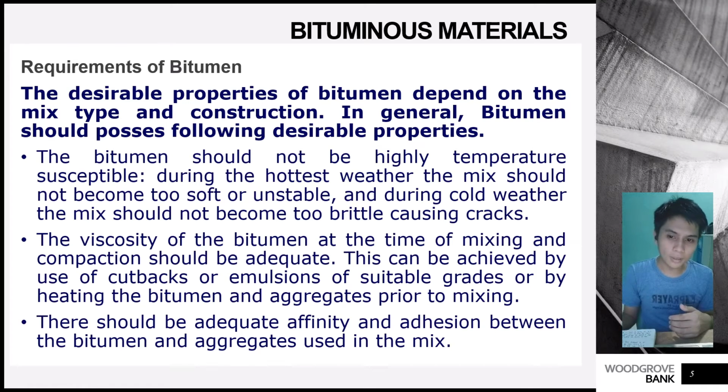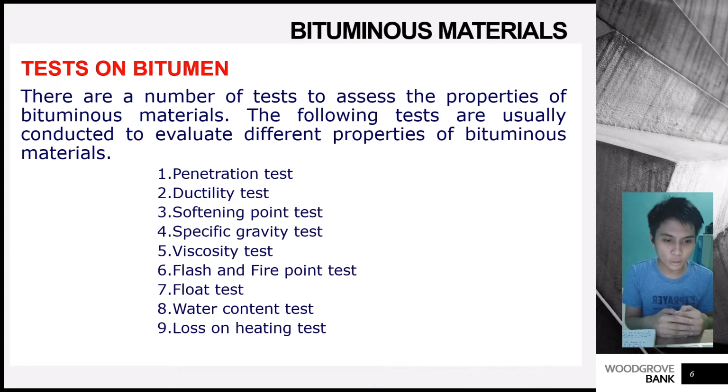In short, the first property is that bitumen should not be too soft and should not be too brittle, because in the hottest weather, if it is soft, it becomes unstable, while in cold weather, if it is too brittle, it can cause cracks. The second property is that the viscosity of the bitumen at the time of mixing and compaction should be adequate. This can be achieved by use of cutbacks or emulsions of suitable grades, or by heating the bitumen and aggregates prior to mixing. The next property is that there should be adequate affinity and adhesion between the bitumen and aggregates used in the mix.